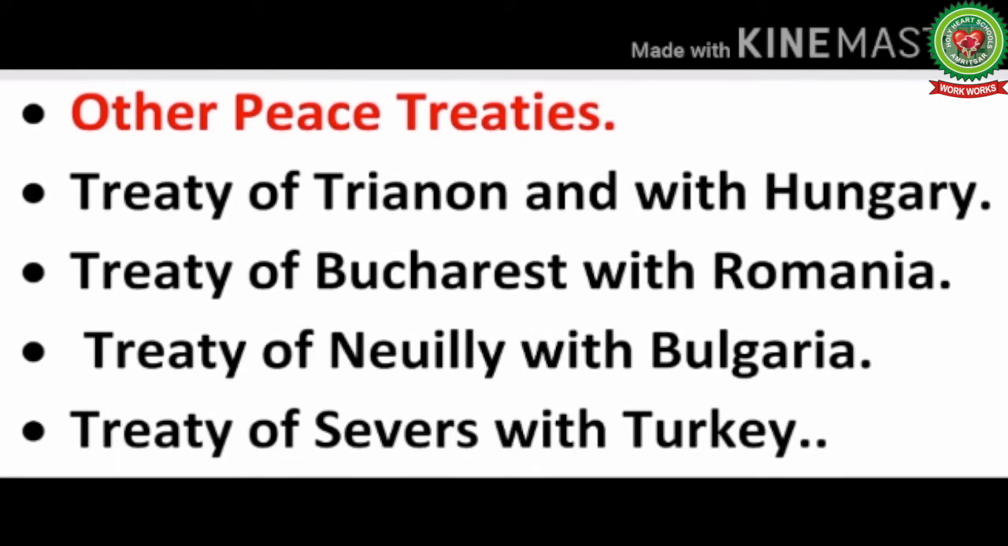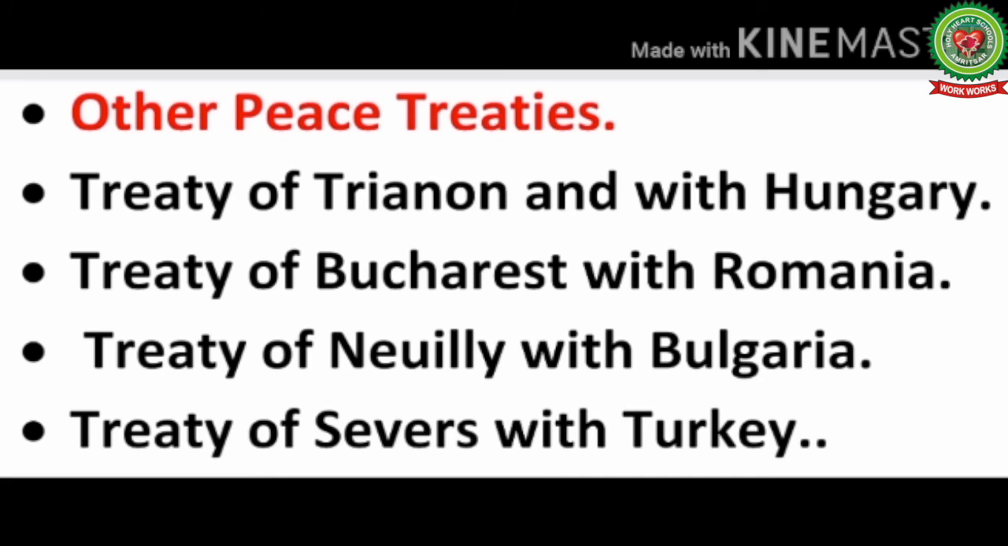Other peace treaties: Treaty of Trianon with Hungary, Treaty of Bucharest with Romania, the Treaty of Neuilly with Bulgaria, Treaty of Sevres with Turkey. Other than Germany, there were many other countries which were a part of the Central Powers, and some other treaties were signed with these countries, like with Hungary, Treaty of Trianon was signed. Treaty of Bucharest was signed with Romania.